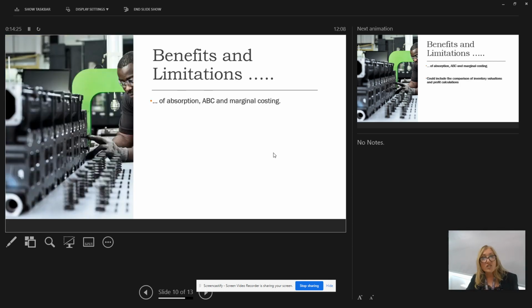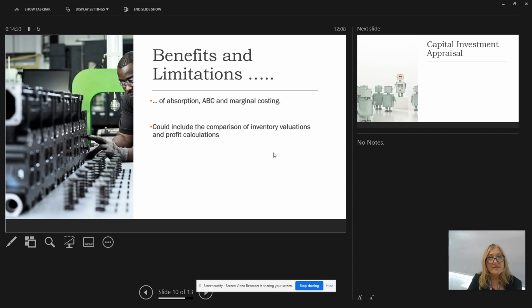You need to know the benefits and limitations of absorption, activity-based and marginal costing, so be able to compare and contrast them. It could include the comparison of inventory valuations and profit calculations under different methods. So remember that if you are valuing your inventory using absorption costing or activity-based costing, it will include overheads. Remember, the higher the closing inventory value, the higher your profit, whereas marginal costing doesn't take that into account. Marginal costing isn't suitable as a basis for valuing inventory at the year end. It's not allowable under IAS 2.